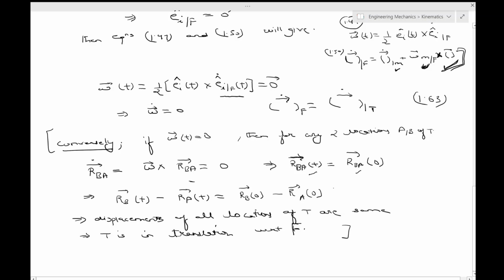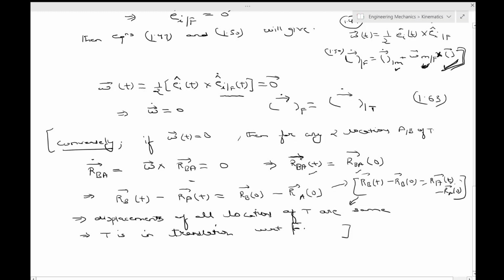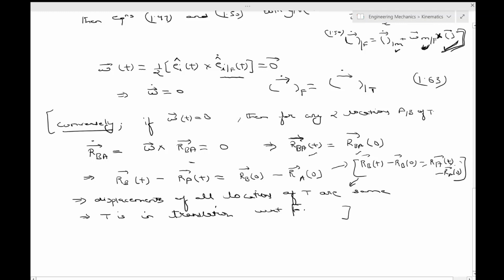How would that mean? Well, RB of t minus RB of 0 is the same as RA of t minus RA of 0. So with this you can say that the displacements of all locations of t are the same and that t is a translating frame. So that's what we have done over here.